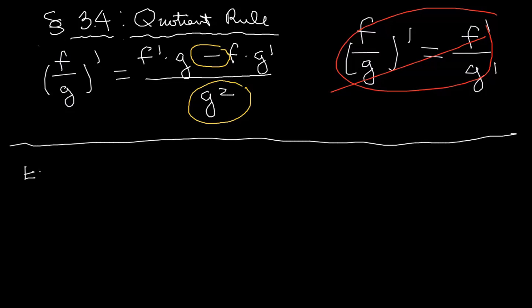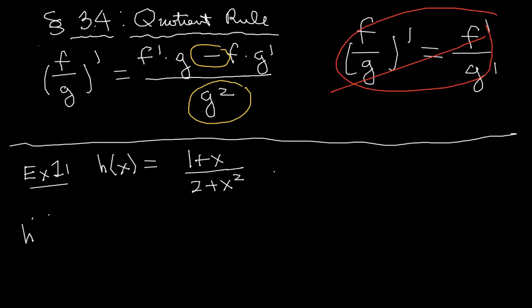Let's take a function h of x, for example, 1 plus x divided by 2 plus x squared. Let's make it plus. So the derivative of that is going to be what? Well, it's obviously a quotient, because it's 1 plus x, one function, divided by 2 plus x squared, another function. And so here's the top function, obviously, because it's on the numerator, and then here's the bottom one.